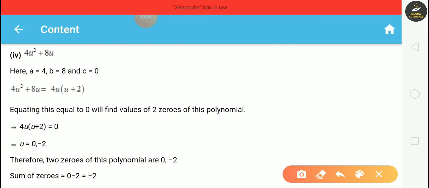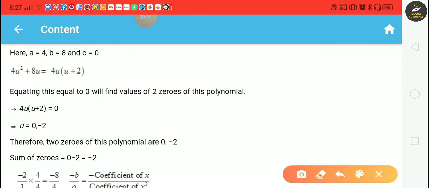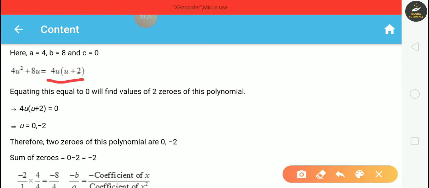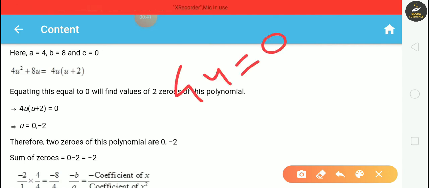Equation 4: 4u square plus 8u. In this case, a is equal to 4, b is equal to 8 and constant is not present, therefore c is equal to 0. Then for 4u square plus 8u, we can take 4u common and we will get 4u into (u plus 2). Equate this step with 0 to get zeros of the given polynomial. So we can write 4u into (u plus 2) is equal to 0. It means that 4u is equal to 0. So 4u is equal to 0 means u is equal to 0 upon 4. So u is equal to 0. So one root is 0.